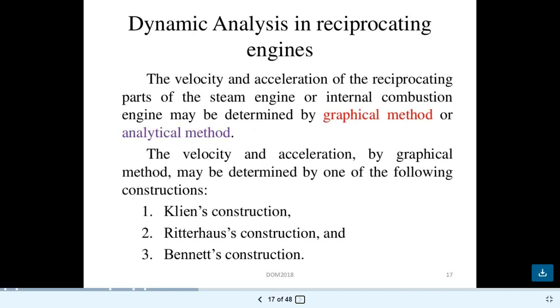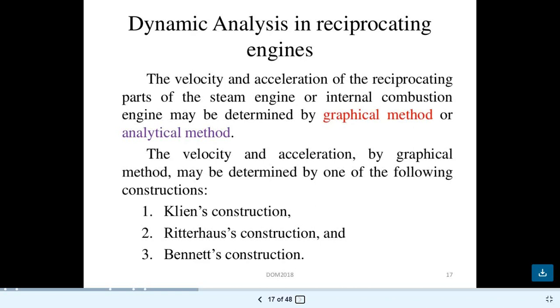Now we come to the dynamic analysis in an engine. The velocity and acceleration of the reciprocating parts of the steam engine or internal combustion engine may be determined by the graphical method or analytical method. Dynamic analysis means we study what forces are acting, what the velocity is, and what the acceleration is.